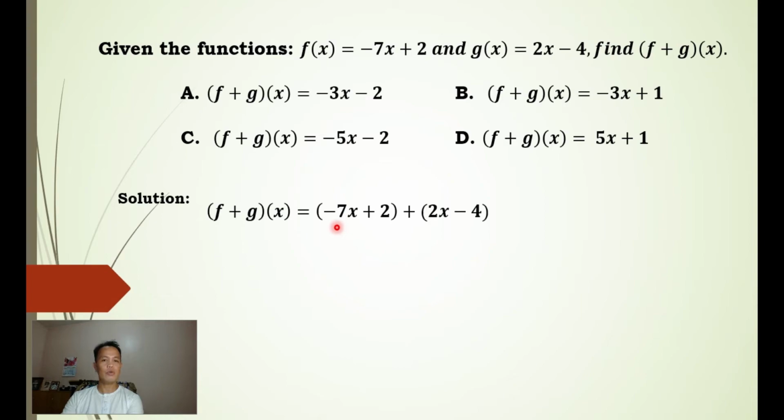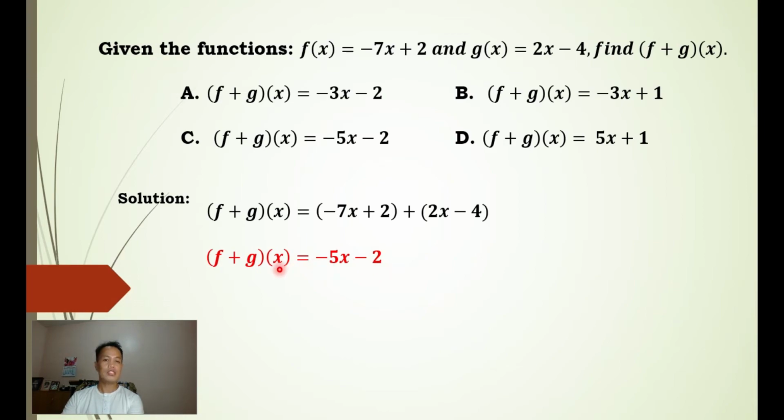In this case, we have negative 7x and 2x. We cannot combine negative 7x and negative 4 since they are not of the same terms. They are not similar. So negative 7x plus 2x, since this is addition, is negative 5x. Then we also combine the constants, positive 2 plus negative 4. Positive 2 plus negative 4 is negative 2.